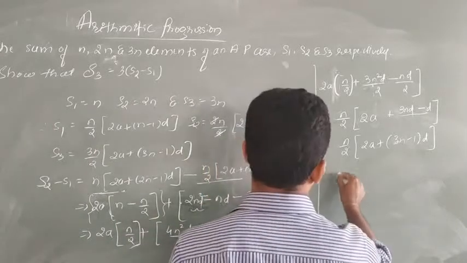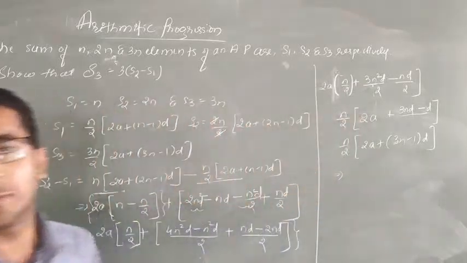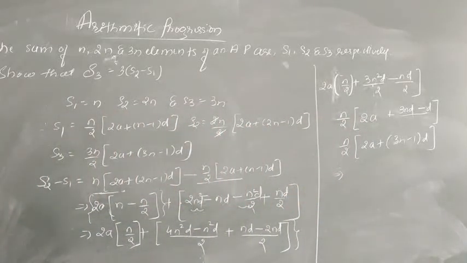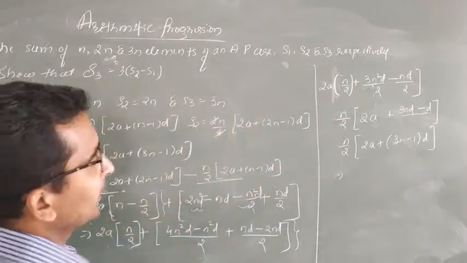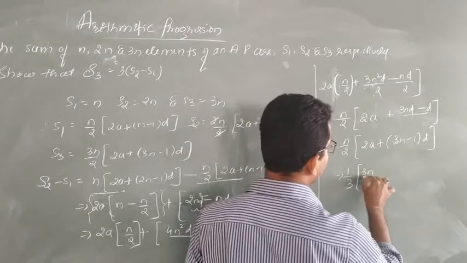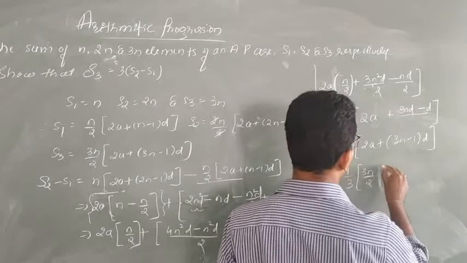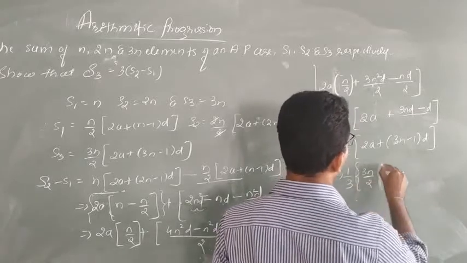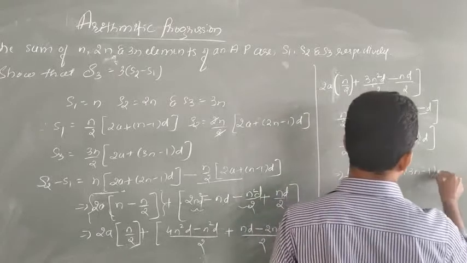Okay. So here I have to multiply and divide by 3. Then only I can get this one condition. Okay. That is 1 by 3 is divisible and the multiple will be 3. That is 3n by 2. Then 2a plus 3n minus 1 into d.